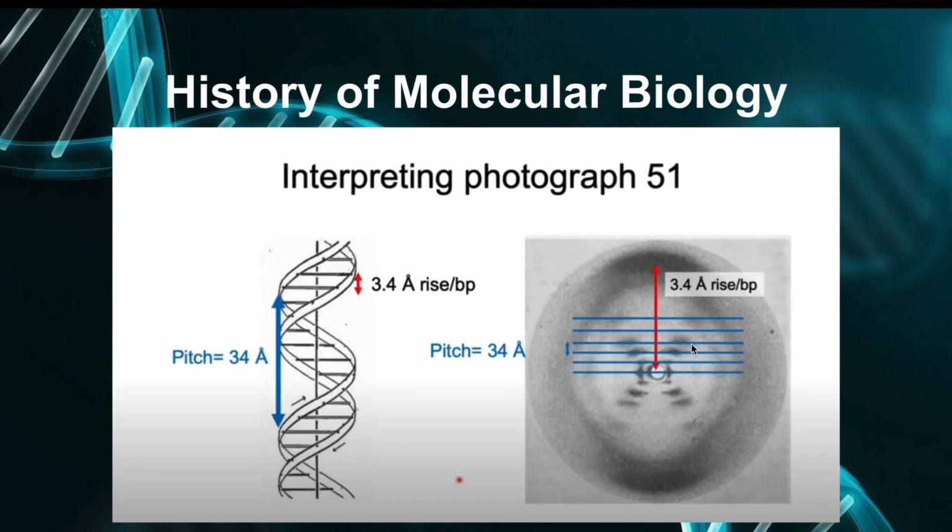Now, nakikita niyo na class tong blue line here. So the spacing between these sets of spots here, known as the layer lines, gives us the pitch of the helix, and the pitch here is 34 angstroms. So the pitch here is the distance going vertically that the helix repeats itself. And now if you take the pitch of 34 angstroms and divide by the rise per base pair of 3.4, that tells us that there are 10 base pairs per turn in the helix.